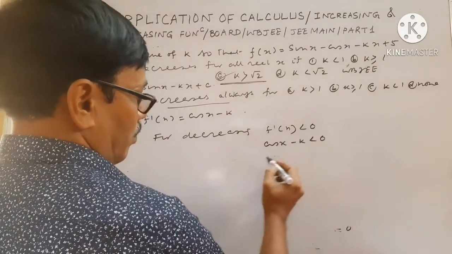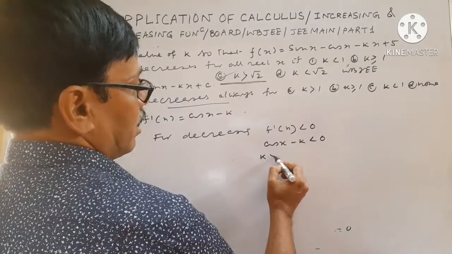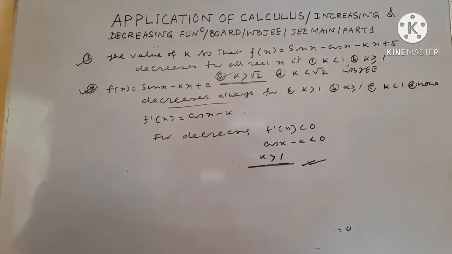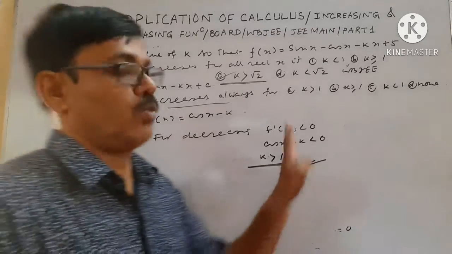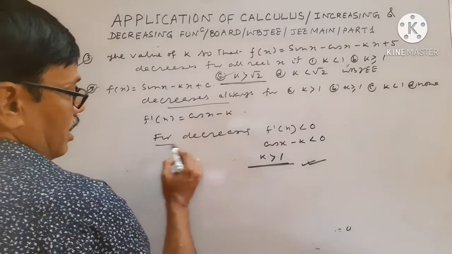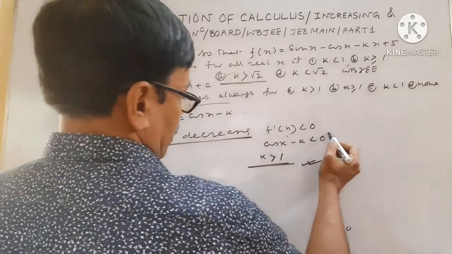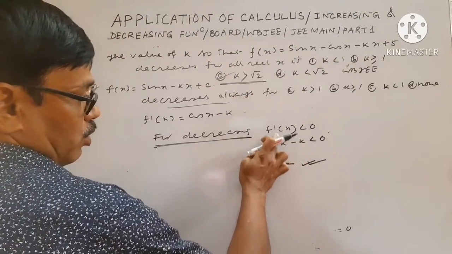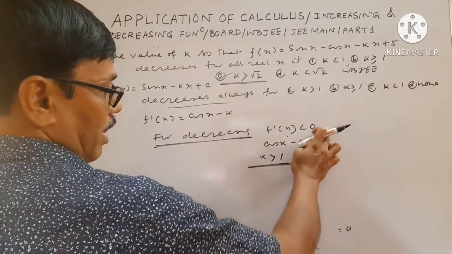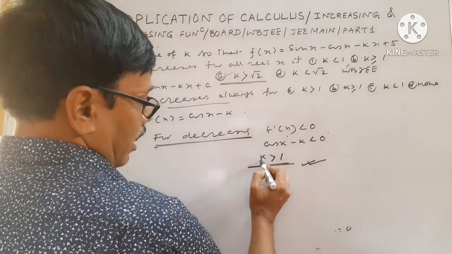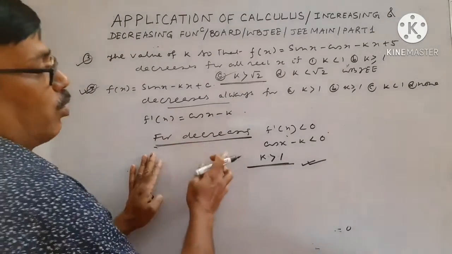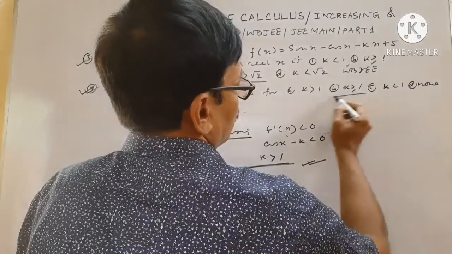So what is the value of k? K greater than 1. For strictly decreasing function, f dash x less than 0. Cos x has maximum 1, so to make it negative, k must be greater than 1. So k greater than 1 for strictly decreasing, and for decreasing only, k greater than or equal to 1.